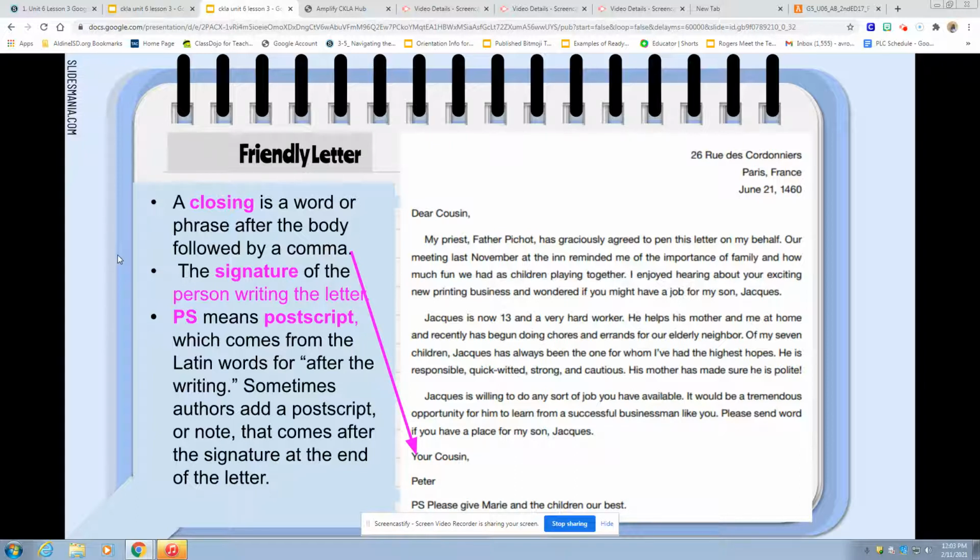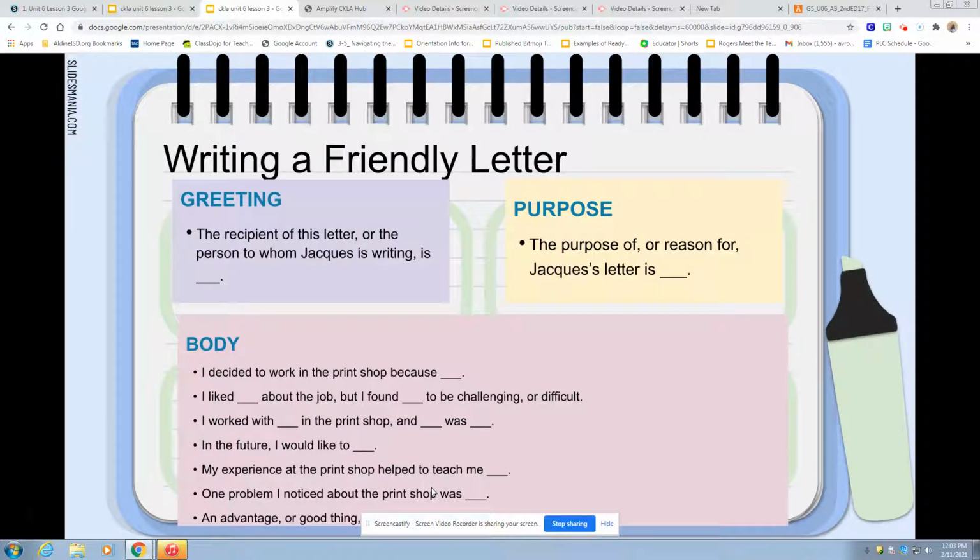So you guys are looking at the letter. He first has the address and the date there. He has a salutation. He tells why he's writing, and then he closes it with your cousin Peter, and then he says P.S. So you're going to do the same thing, boys and girls, but first we're going to plan. Again, you have the greeting, the purpose, and the body. So why did you decide to work in the print shop? What you liked about the job, what you worked with, your experiences, maybe a problem, an advantage, or a good thing about this.